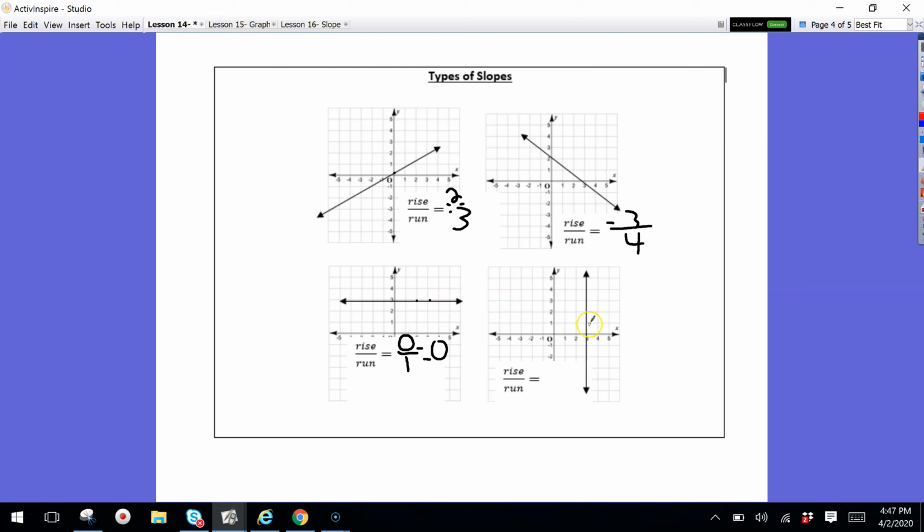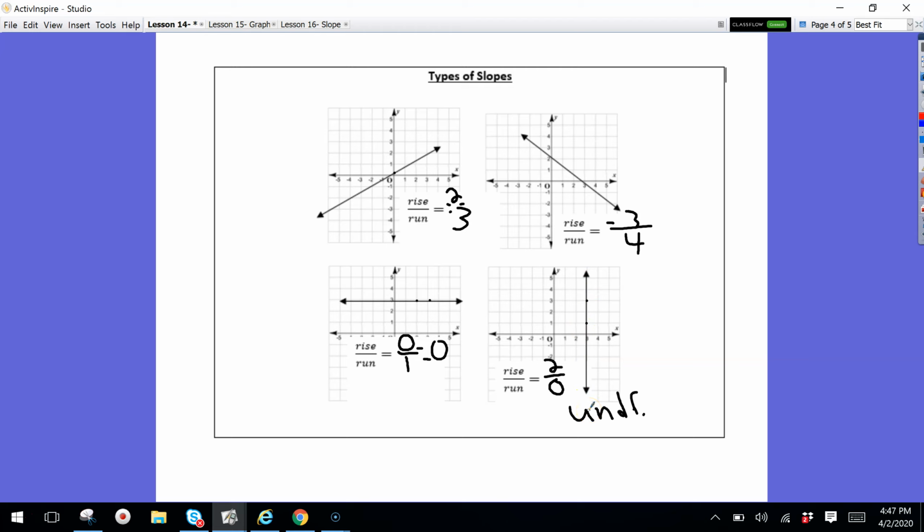Now, for a vertical line, the rise depends on what 2 points you pick. If I pick these 2 points, the rise here is 2. It doesn't have a run, so the run is 0. You cannot divide anything by 0, so I would say that the slope here is undefined. And if we look back at what makes something a function, this is the only type of line that is not a function, because the x is always repeating. X is always the same.